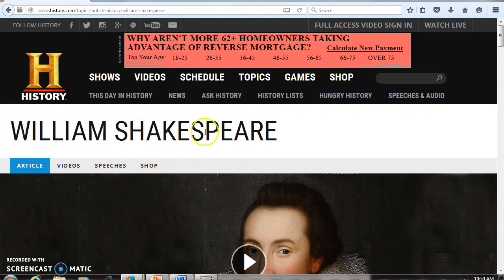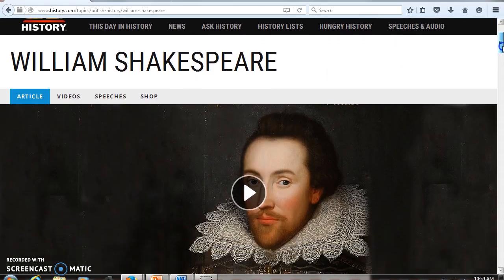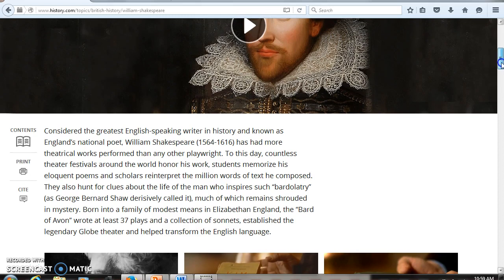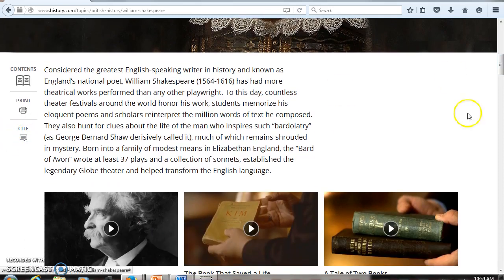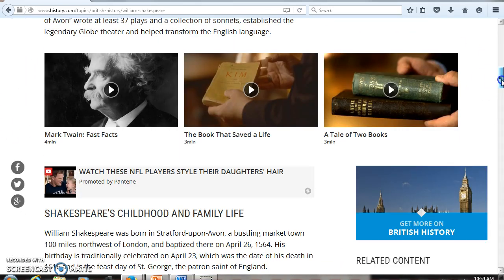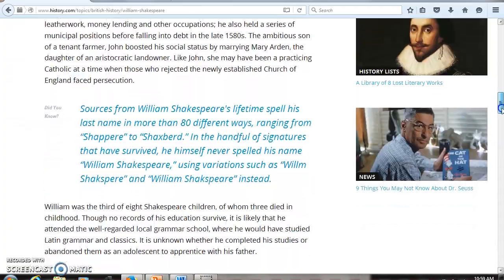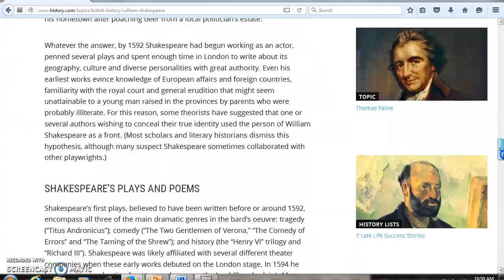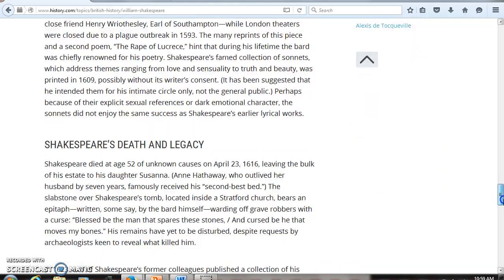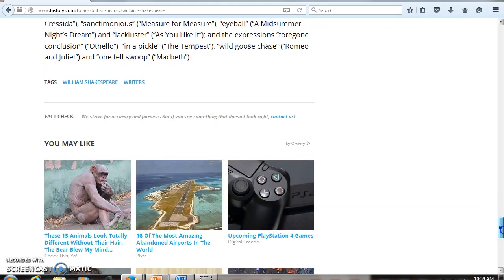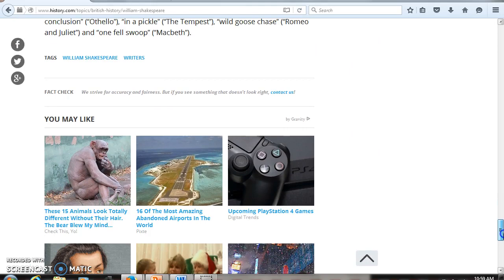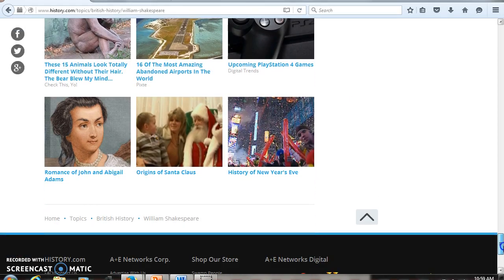So I see that the name of the article is William Shakespeare. Okay, so I have that piece. I'm going to scroll down to see if I have an author. Oh look, they even have a cite button. That's helpful. Okay, so I'm going to scroll, trying not to make y'all dizzy. Okay, it does not appear that they have an author.